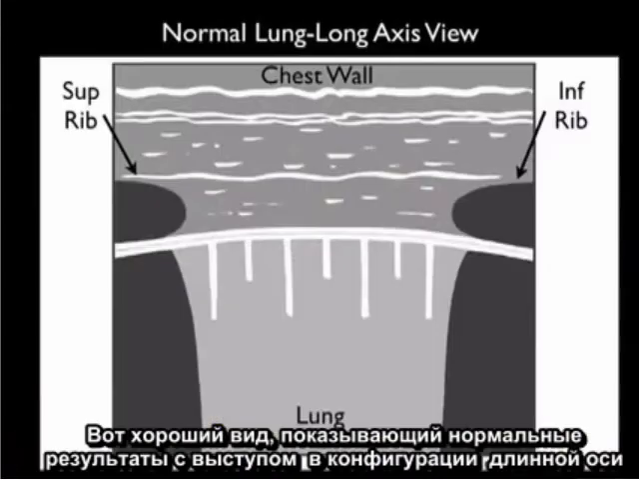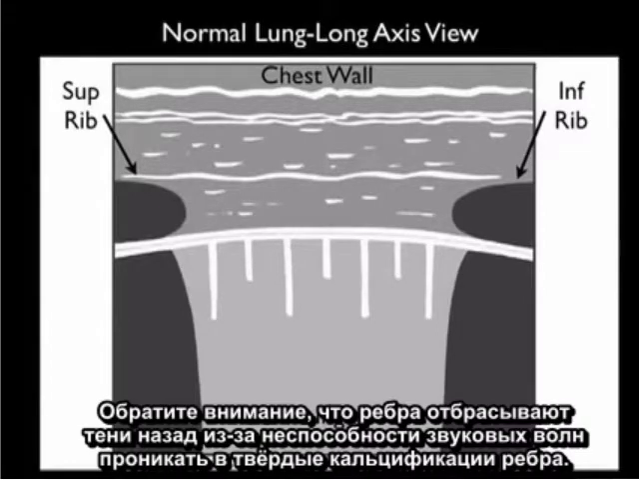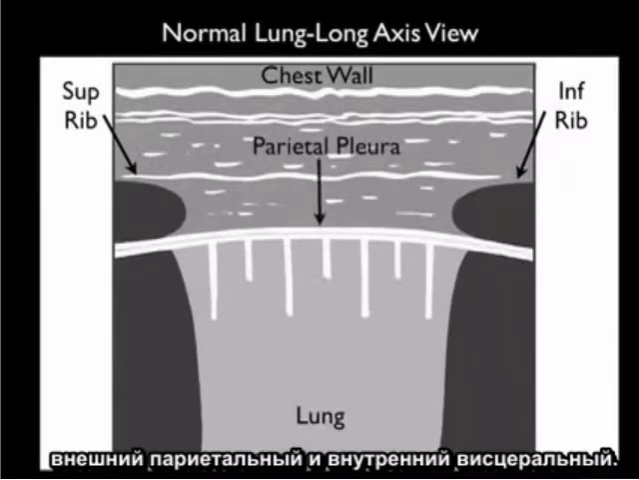Here's a nice pictorial showing the normal findings of a lung in a long axis configuration. Superior rib to the left, inferior rib to the right. Notice that the ribs cast shadows posteriorly due to the inability of the sound waves to permeate the hard calcifications of the rib. We see the chest wall anteriorly, and note here the two layers of the pleura. We see the outer parietal pleura and the inner visceral pleura.